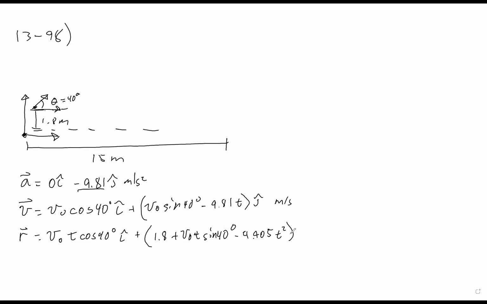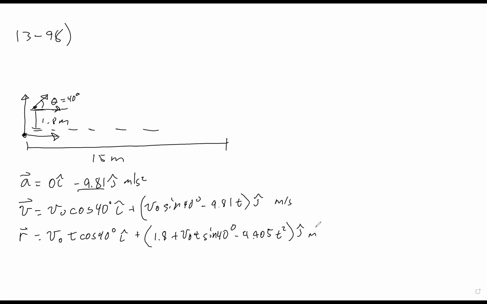Okay, and that whole thing is a j hat, and it's all in meters. All right. So they want us to find the initial speed v naught of the shot. Well, what can we learn about this system where we can discover what v naught is? Well, one thing we know is that the ball hits the ground when it reaches the 15-meter distance. That's one piece of information we know.